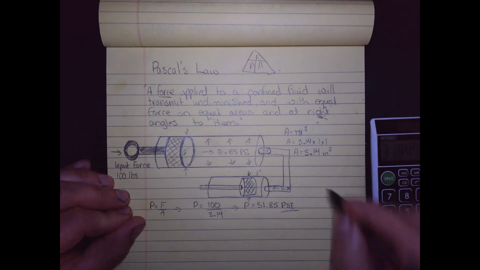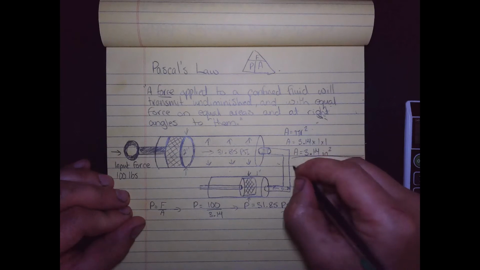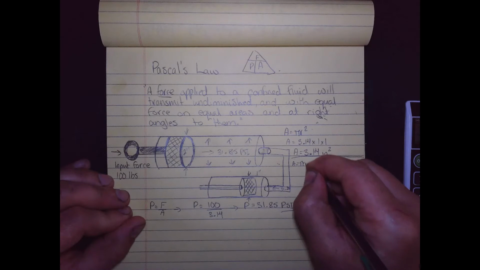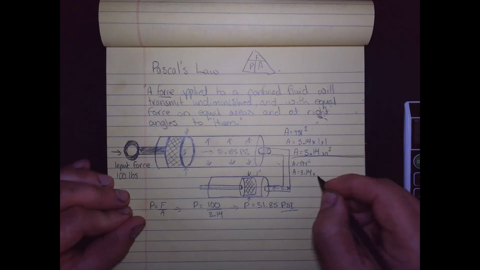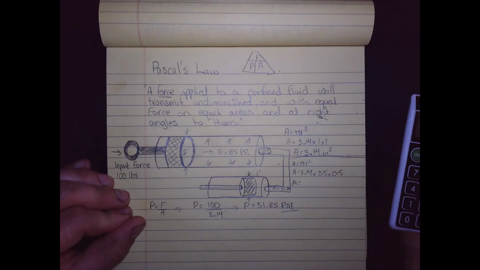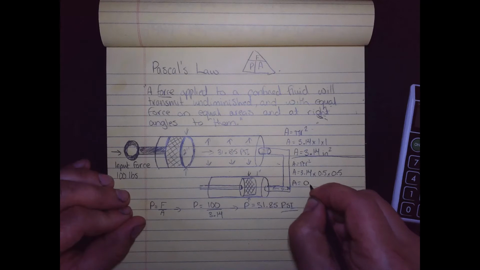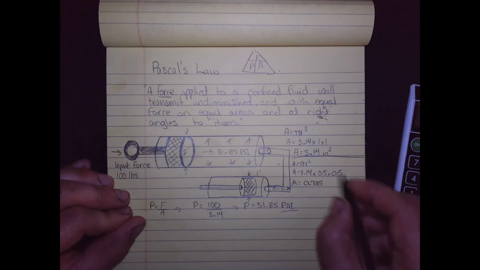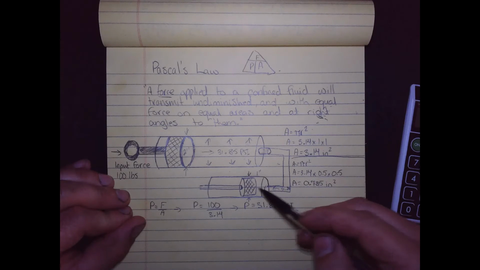We need to know the area again, and I'm just going to give myself a new place to work here. We're going to use the same formula. A equals pi r squared: 3.14 times, in this case, 0.5 times 0.5. A equals, dollar store calculator, 3.14 times 0.5 times 0.5 gives us 0.785 inches squared, right? So that's the effective area of this piston down here on the backside.